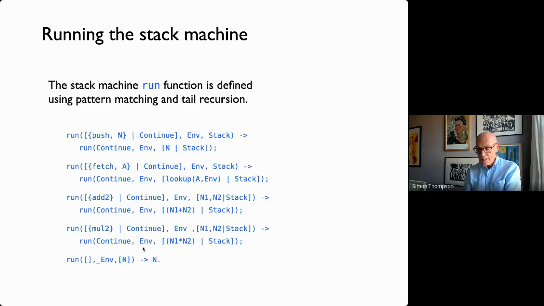But here we're doing some more complicated pattern matching where we're matching two elements on the top of the stack, and we're pattern matching over two lists here. This is the list that represents the program, this is the list that represents the stack, and we're matching a constant element there and matching variables there. So it's really quite flexible as a notation, and it means you can write very compact definitions in a small amount of space.